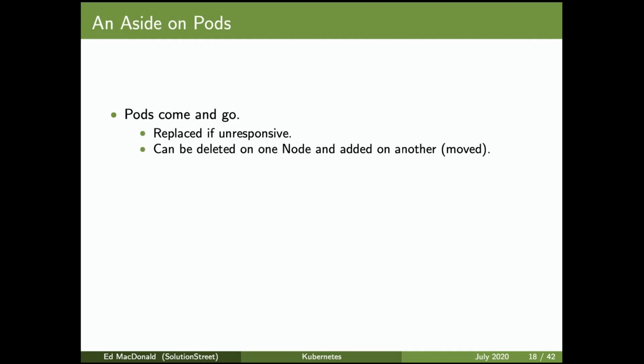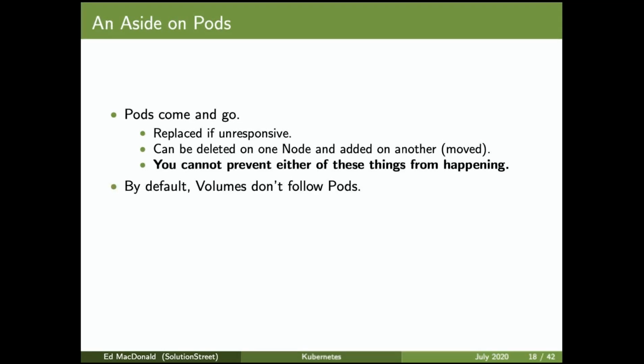And there's no such thing as moving one process from one machine to another. So what happens is it deletes the pod and then recreates it. This is in bold. It's really important that you understand this. You don't get to control either of these things from happening. Kubernetes just does this. This is part of how it manages pods.